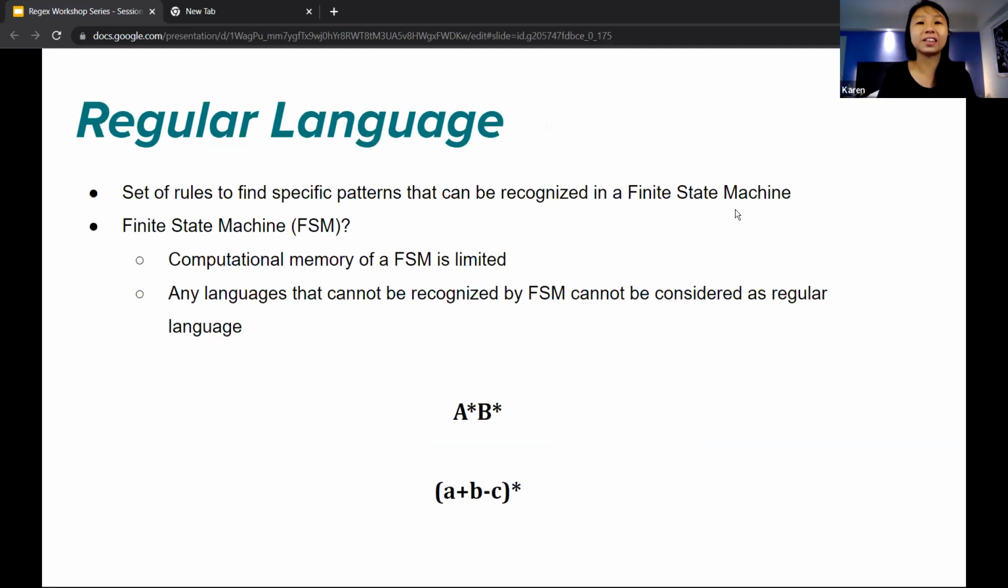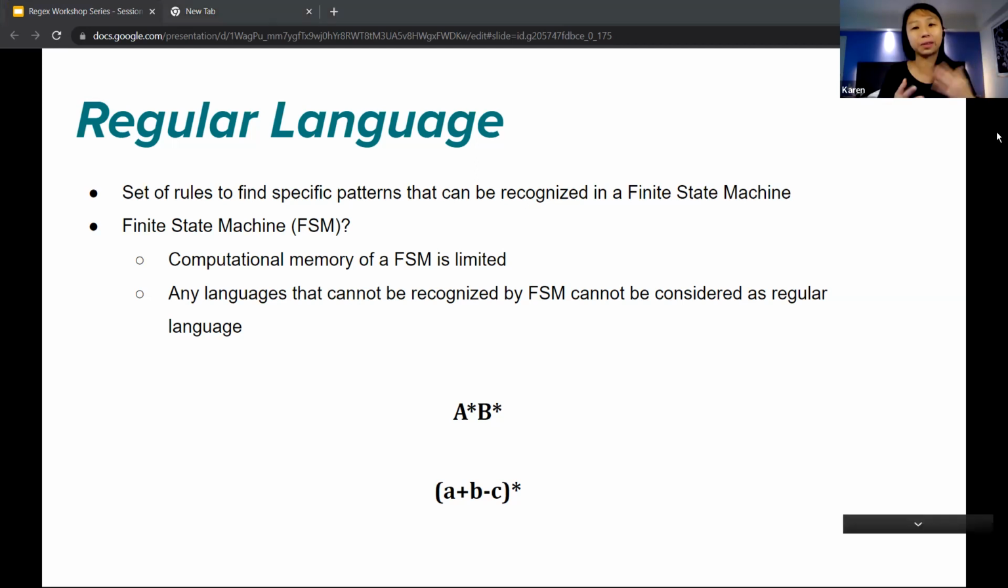Okay, all right. Let's move on. Let's start with regular expressions. We start with something called regular language. Regular language is not the language we know. It has nothing to do with English or Spanish. I'll talk about a little history afterwards, but first I'm going to introduce regular language itself. It's a set of rules for finding specific patterns that can be recognized in a finite state machine. A very short introduction of finite state machine.